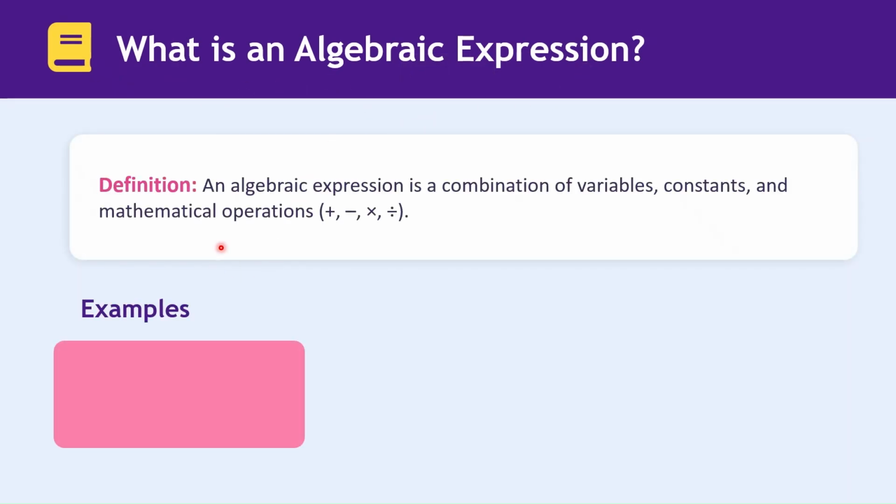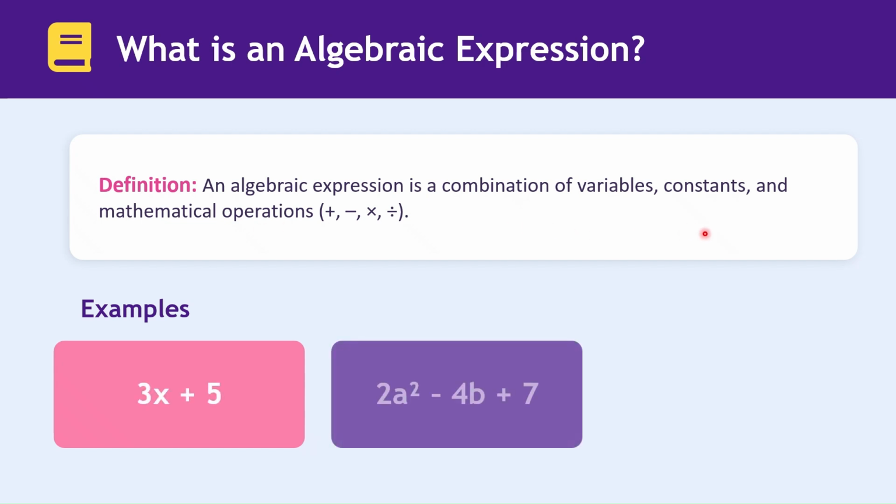An algebraic expression is a combination of variables, constants, and mathematical operations such as subtraction, addition, multiplication, and division. Look at the examples on this slide. First, 3x plus 5. Here 3x means 3 multiplied by some unknown number x, and then we add 5. 2a squared minus 4b plus 7. This one has more parts, but it follows the same idea. Numbers and letters joined by operations.